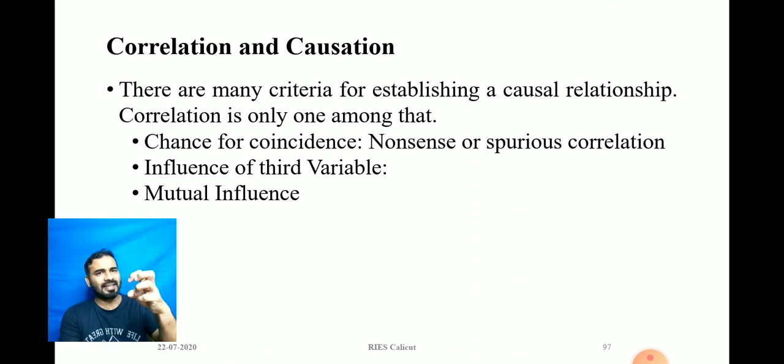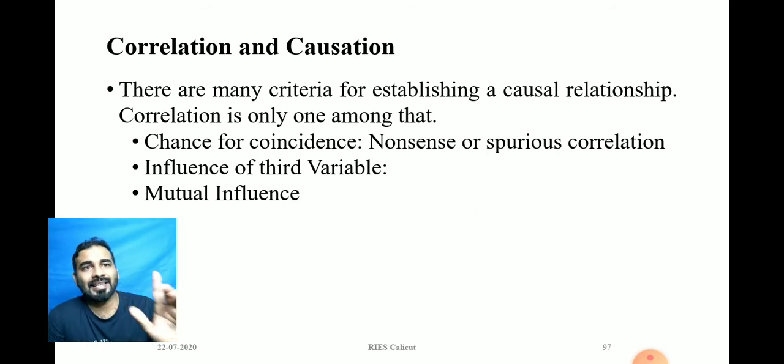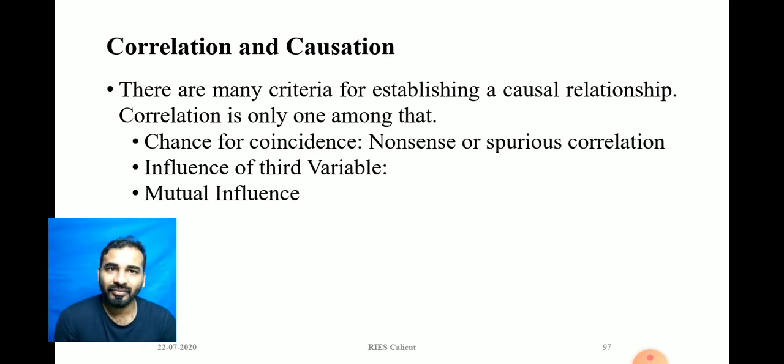Correlation is only one criterion for establishing a relationship. There are a large number of different criteria for establishing a relationship, and correlation is only one among them. Suppose you are going to find out the correlation between class attendance and student performance. Then you got a value of 0.9. Then you should not believe this 0.9.